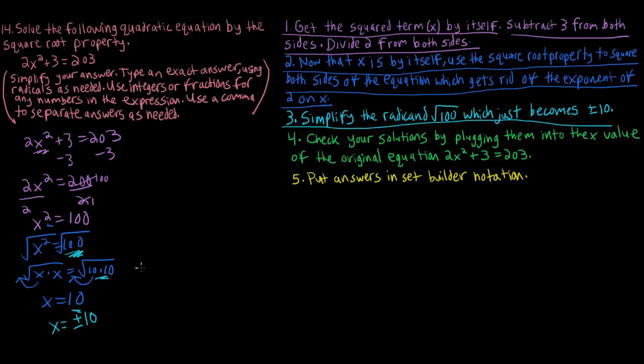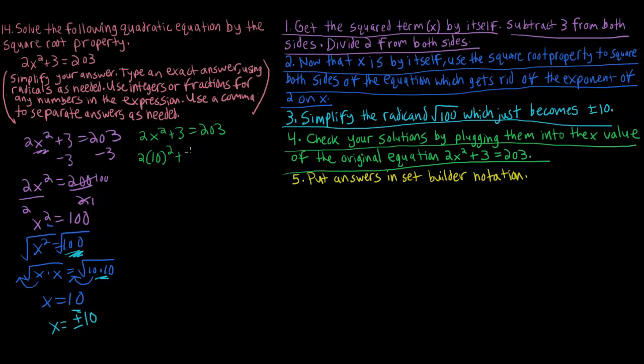So we need to now go to step 4, which is to check your solutions by plugging them into the x value of the original equation 2x squared plus 3 equals 203. So let's start with positive 10. Our original equation was 2x squared plus 3 equals 203. We'll plug in a positive 10. 2 times positive 10 squared plus 3 equals 203. PEMDAS will do 10 squared, which is 100.